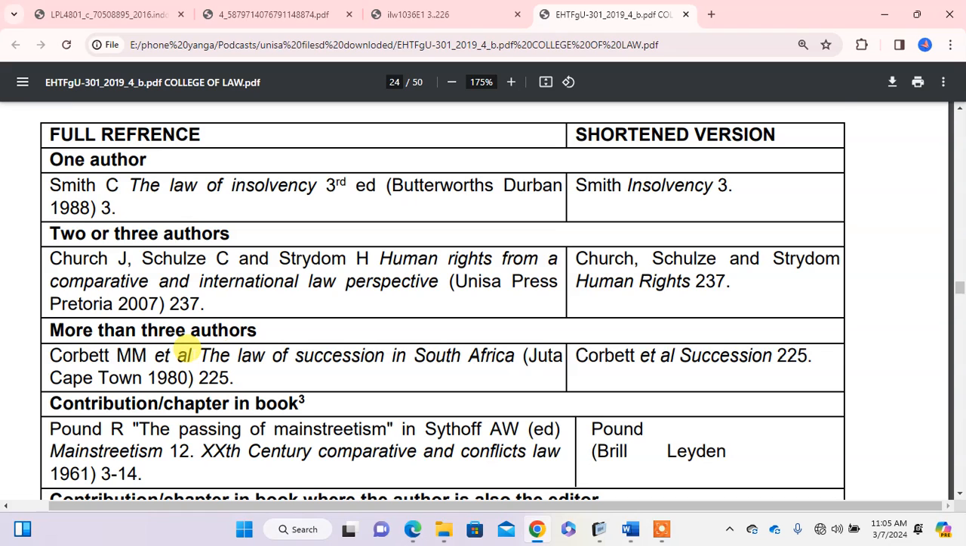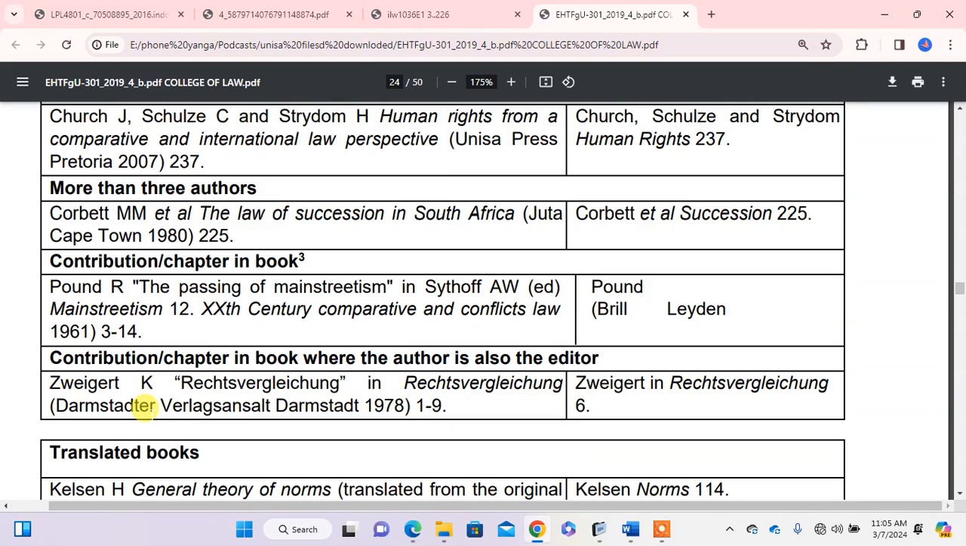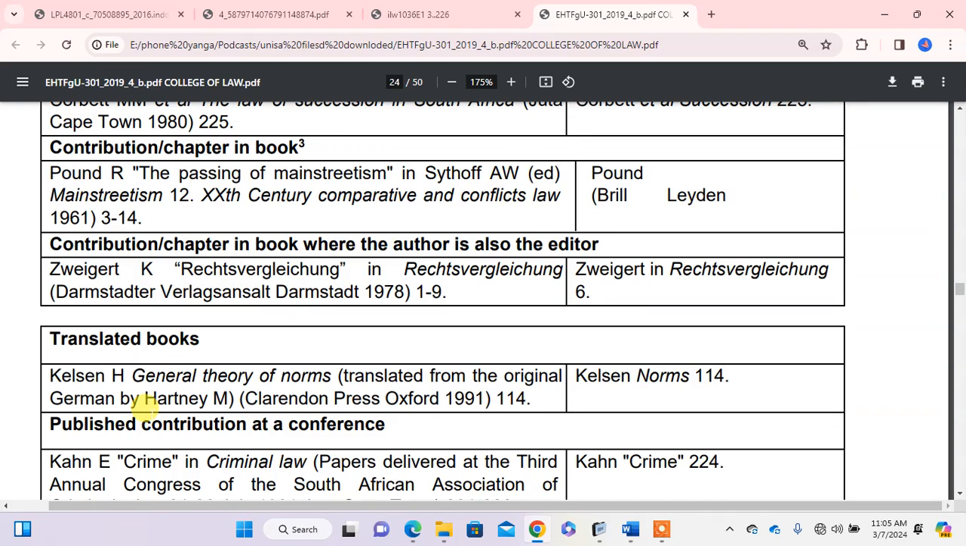Then contribution, you can see the written one. Then contribution, you can see here. Then translation of the books. Okay, now let's put it to the test.